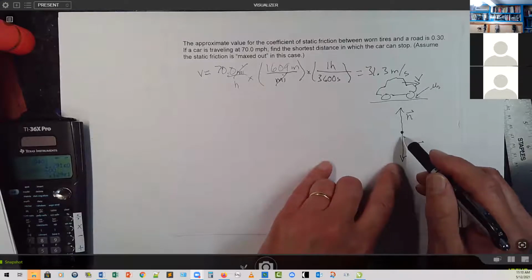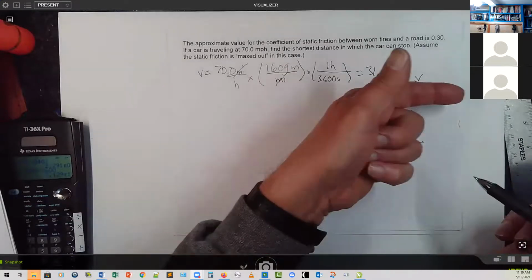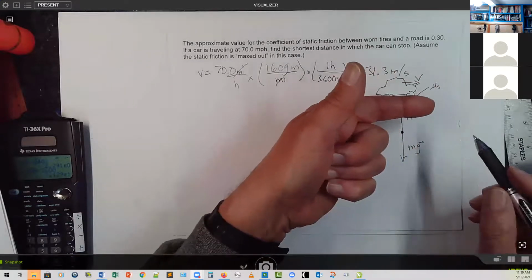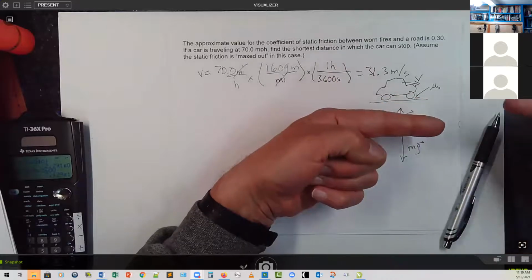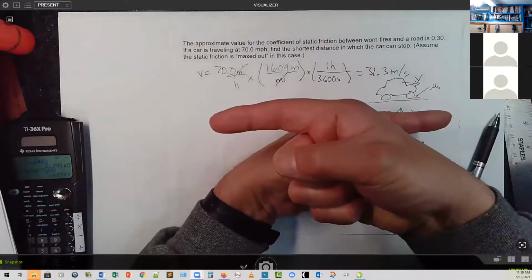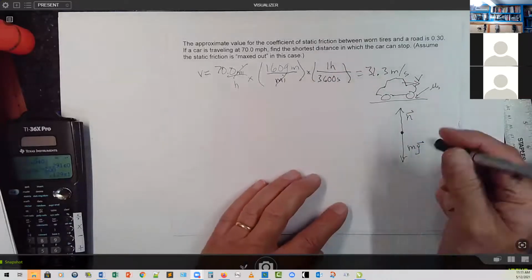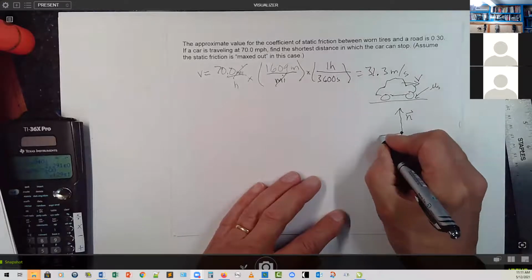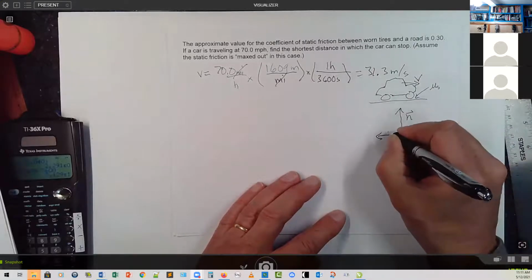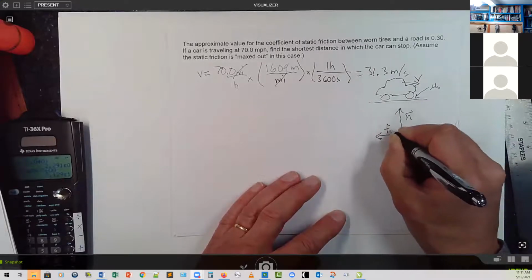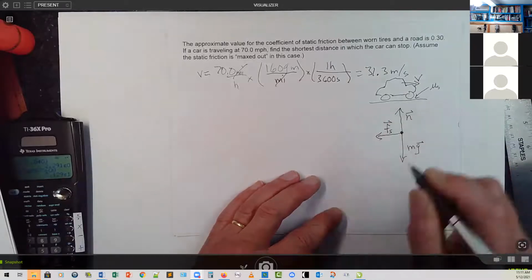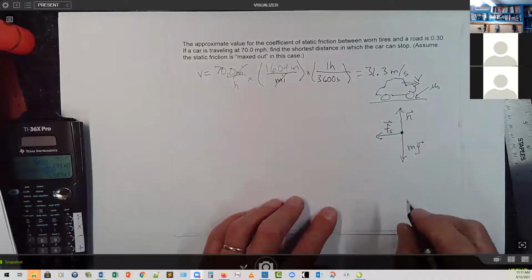So the friction, if the car is going that way, it's the force that has to stop the car. So it's going to be pointing opposite the direction of the car's motion. And so there's that. And so in this case, it'll be static friction. So it'll point that way.